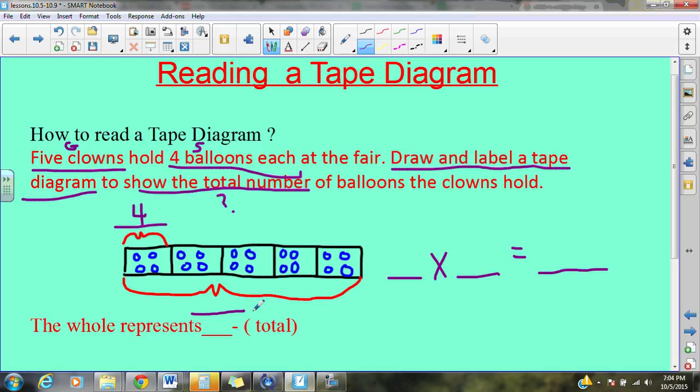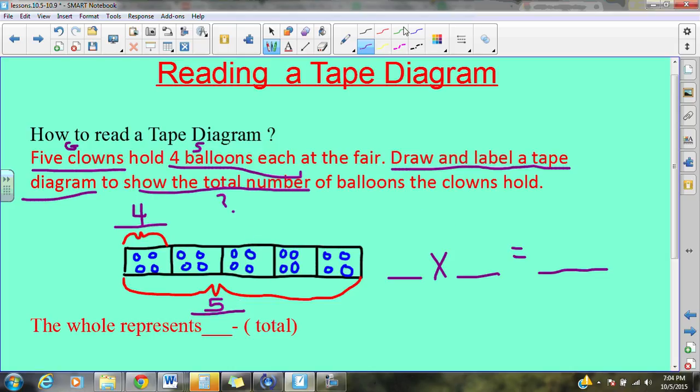Then this bracket down here is asking me how many groups are there altogether? Well, I can see that there are 5 groups all together. Those 5 groups represent our 5 clowns, as I've said. When I go to build a multiplication sentence from this tape diagram, I'm going to start with the number of groups first. Always groups first, just like arrays are always rows first.